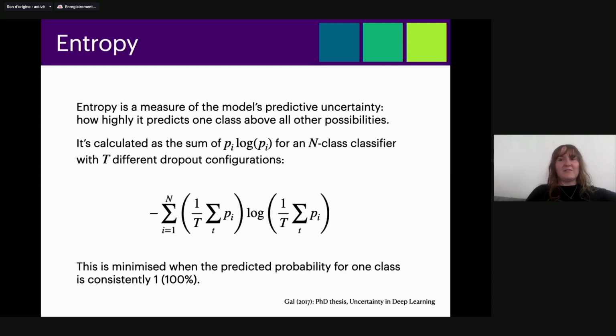I'll be using a slight variation on this calculation, which also gives an insight into the consistency of the network's predictions by finding the predicted probabilities for multiple different dropout configurations and taking the average. This version is minimized when the predicted probability for one class is 1 for every dropout configuration.